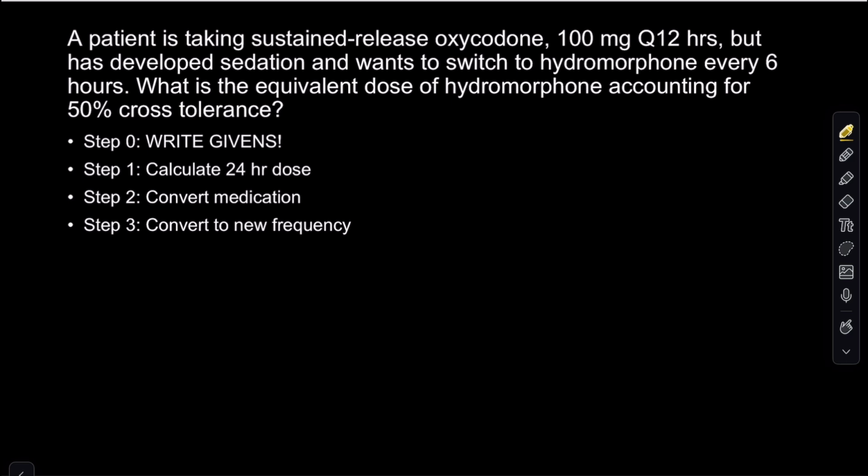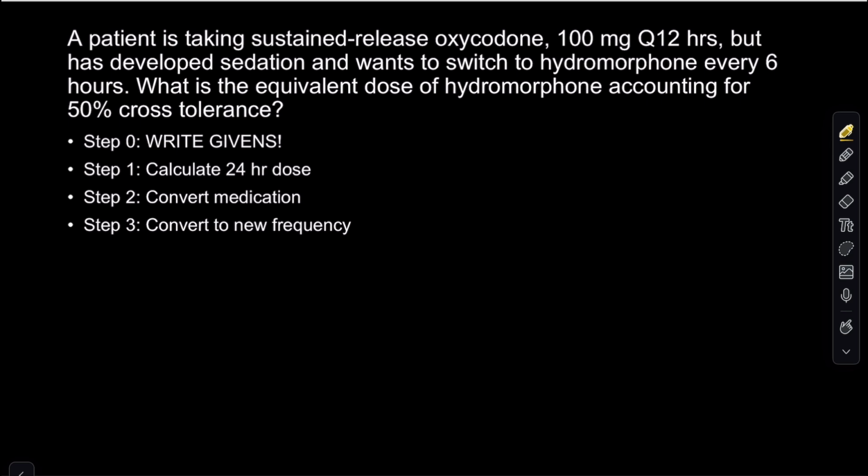For our next problem, we have a patient taking sustained release oxycodone, 100 milligrams every 12 hours, but they have developed sedation, and they want to switch to hydromorphone every 6 hours. First, what is the equivalent dose of hydromorphone, and then accounting for 50% cross tolerance.